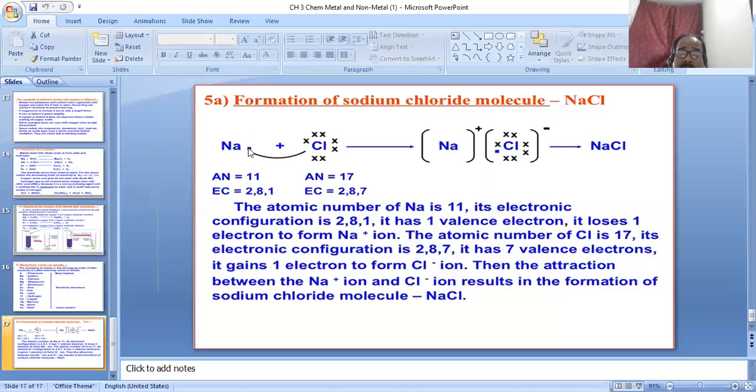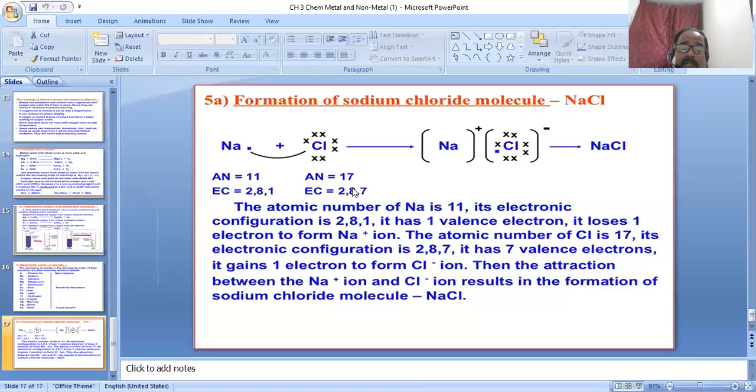So when this electron is received by chlorine and donated by sodium, after donating, the new atomic number of sodium is 10, so the electronic configuration is 2, 8, and after receiving the electron, the new atomic number of chlorine is 18, so the electronic configuration is 2, 8 and 8. After receiving and donating, both elements are satisfied or stable. Sodium, when it donates one electron, becomes positive, and chlorine, when it receives one electron, becomes negative. So Na plus and Cl minus make NaCl.